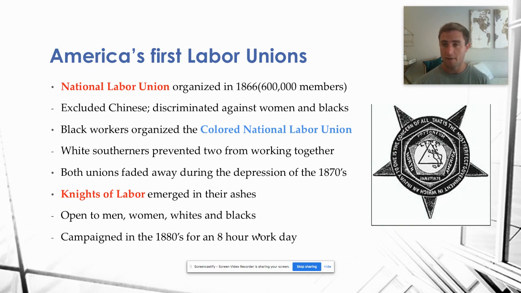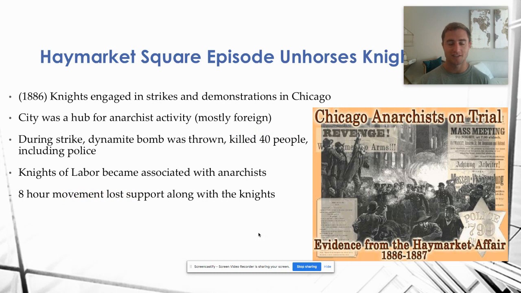They're largely making some successes in fighting for workers' rights until this incident, the Haymarket Square incident, is going to unfortunately tarnish the Knights of Labor. The Knights were in Chicago, and they were engaging in a series of strikes and demonstrations, all peaceful. They weren't coming out and doing anything that was dangerous in any way. But Chicago at the time was a meeting place of anarchists.